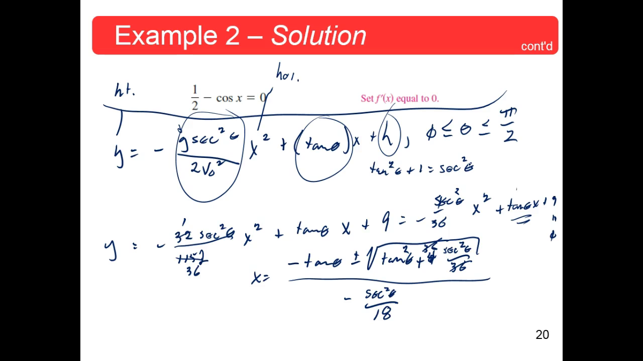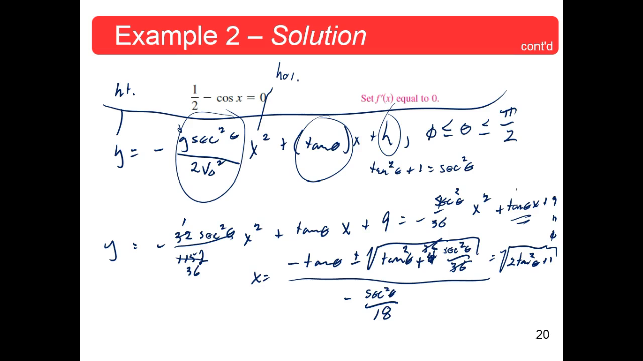Remember that one? So here we have tangent squared theta plus tangent squared theta plus 1. So this could be written, just that radical, as the square root of 2 tangent squared theta plus 1. Not that that helps us any, but, well, maybe it does a little bit.